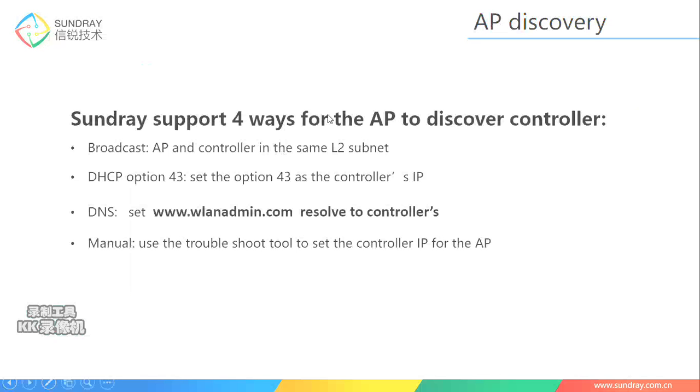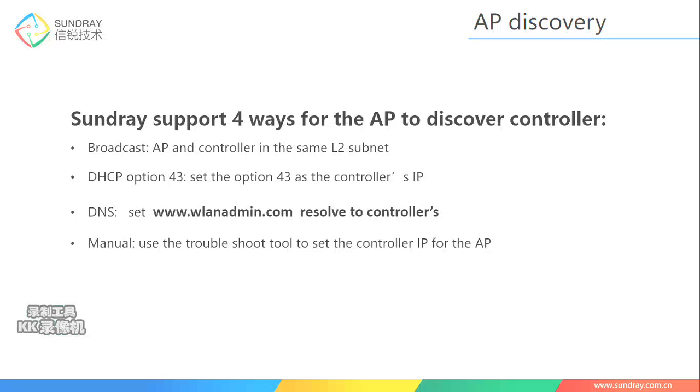So for AP discovery, we have 4 ways to discover an AP. The first one is broadcast. If the access point and controller are in the same layer 2 network, the controller will automatically find the AP. But some customers have very large networks, so they set the AP and controller in different subnetworks.